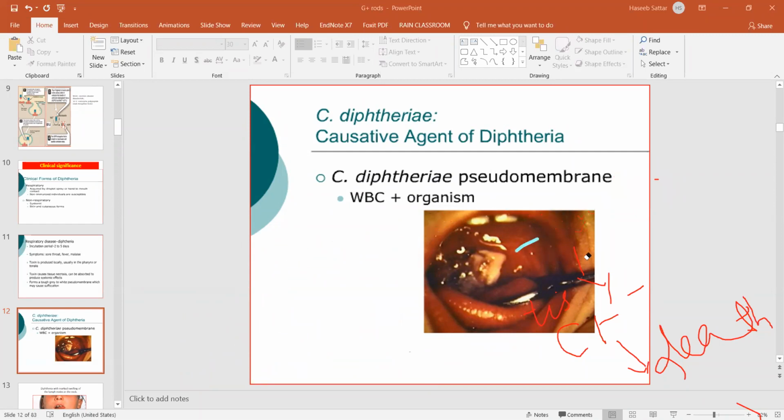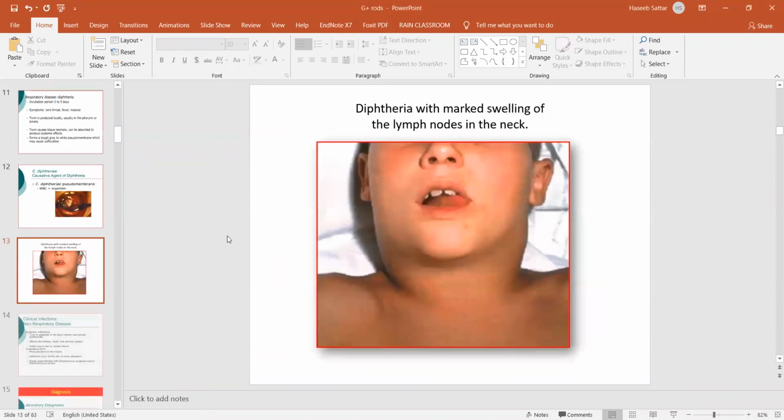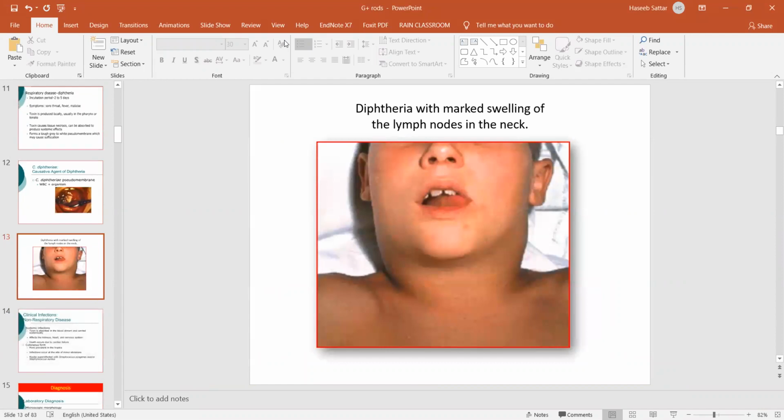The other type of disease which this bacteria causes is cutaneous diphtheria. Sorry, I forgot to mention the clinical signs and symptoms. When we see the clinical signs and symptoms of this infection, the patient will have a fever, and a cough, that is a barking cough, or we can call it a whooping cough.